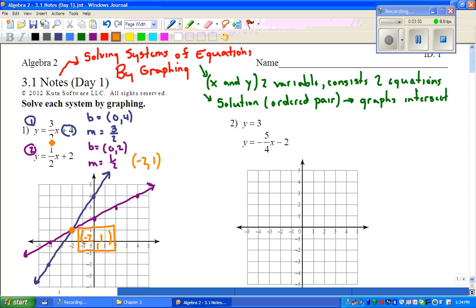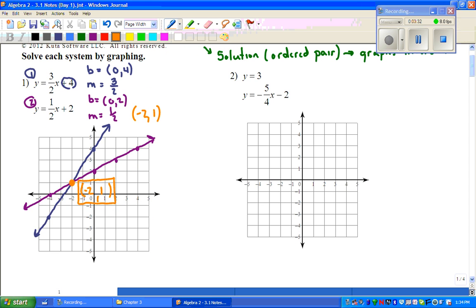Okay, let's try number 2 real quick. y is equal to 3. I'll call this one right here my green line, and then we'll do the pink line right here. To graph y equals 3, you know that that is going to be a horizontal line that intersects the y-axis.